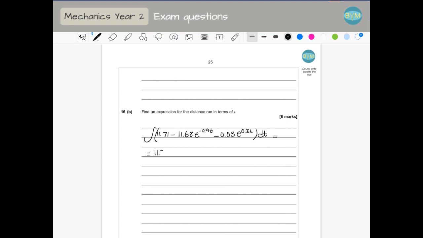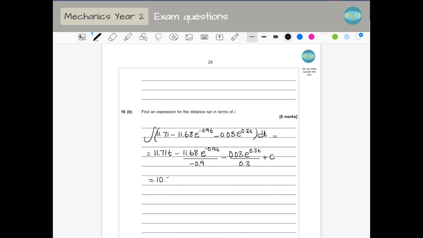This is going to be 11.71 t minus 11.68 e to the power of the same, but divided by minus 0.9. And minus 0.03 e to the power of 0.3 t divided by 0.3 plus the constant of integration.